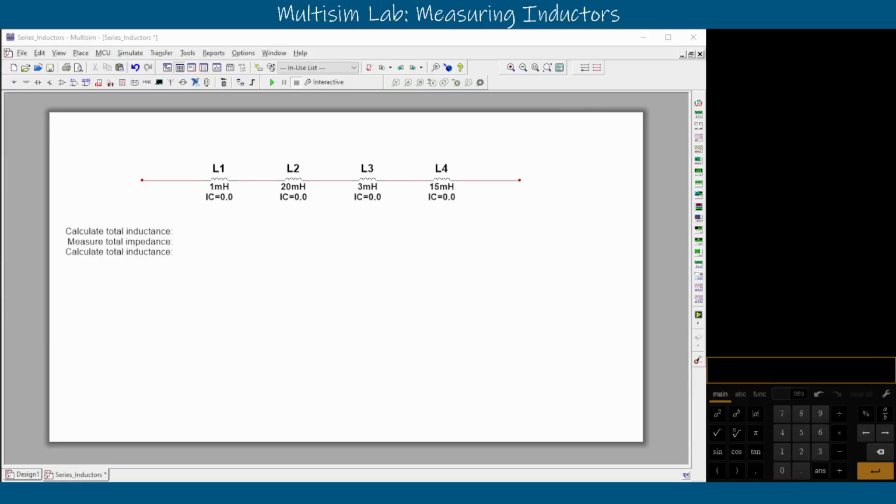In this example, we're going to look at how to calculate total inductance in this series circuit here. Then we're going to measure our total impedance for that circuit and recalculate our total inductance from that measurement to verify if the measurement's accurate.